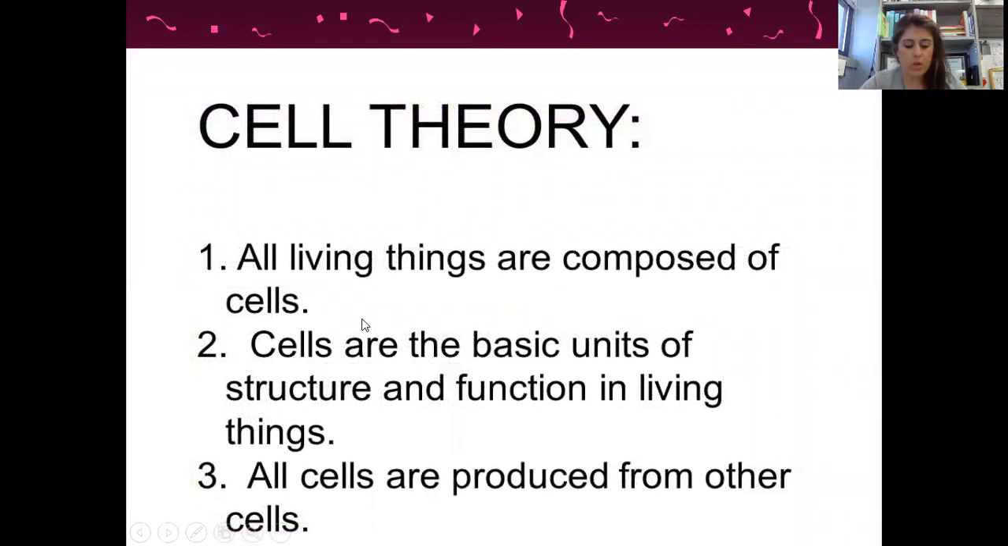So moving on to number 6. Number 6 asks you, what are the 3 parts of cell theory? You will need to know this for your test, and they are what we just talked about. All living things are composed of cells. Cells are the basic units of structure and function in living things, which include animals and plants. And finally, all cells are produced from other cells.